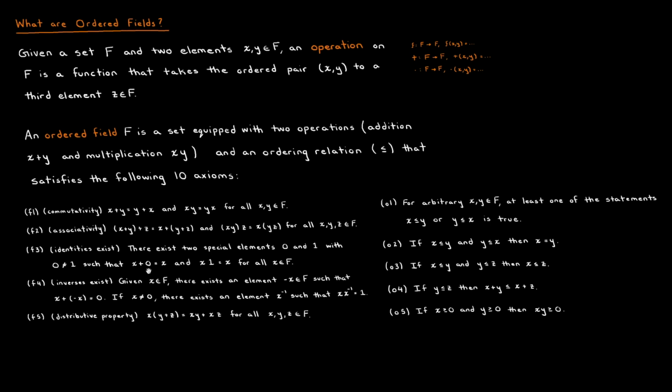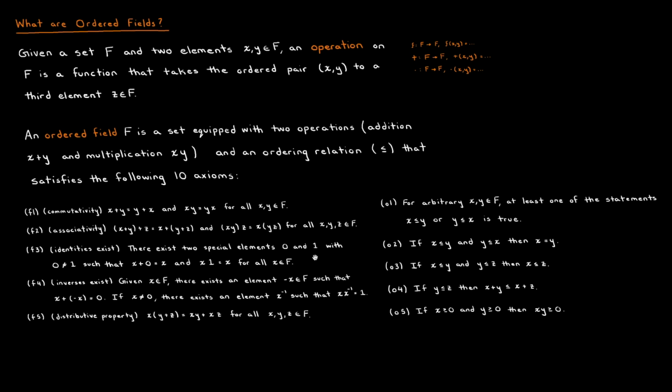And they act as you would expect. Whenever I add 0 to an element, it does nothing, right? And when I multiply by 1, it does nothing. What these are called are, respectively, the additive identity and the multiplicative identity of this field.